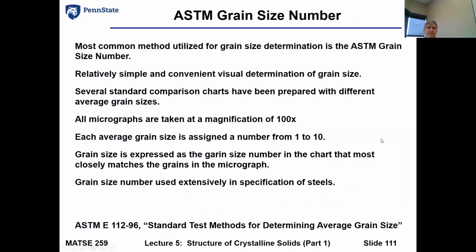Now, ASTM has come up with a different way of doing it. It's relatively simple, it's convenient. So they take an average grain size and they assign it a number between 1 and 10. And because it's a standard, as you would expect, we have to have some level of standardization to how these micrographs are taken. So the requirements within the ASTM standard are that they're all taken at 100x. And if we're going to specify steels, it's widely used in steels.